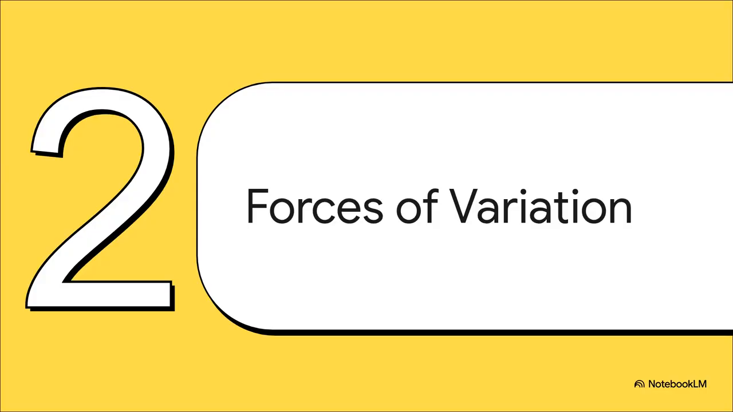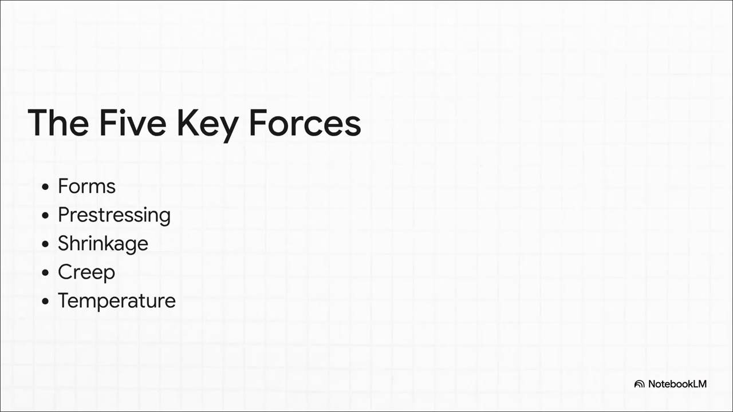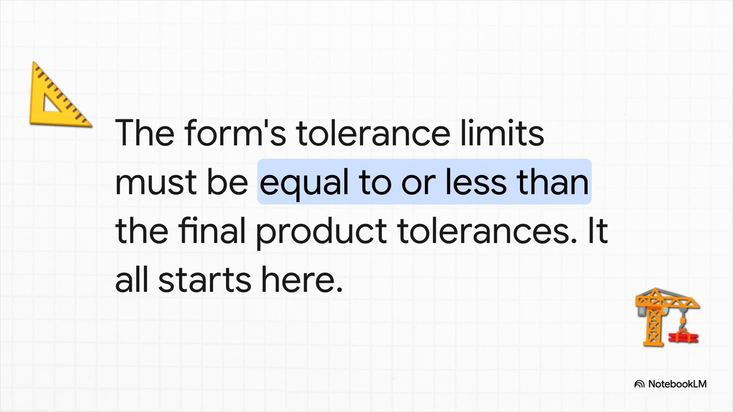All right, so if we're going to control product tolerances, we first have to understand what we're up against. You've got to know your enemy, right? Well, think of these as the natural forces constantly trying to throw your dimensions out of whack. And here they are, the 5 key forces straight out of the TM-101 manual. Think of these as the primary villains that you, as an inspector, are battling every single day to maintain quality and precision. First up, the forms.